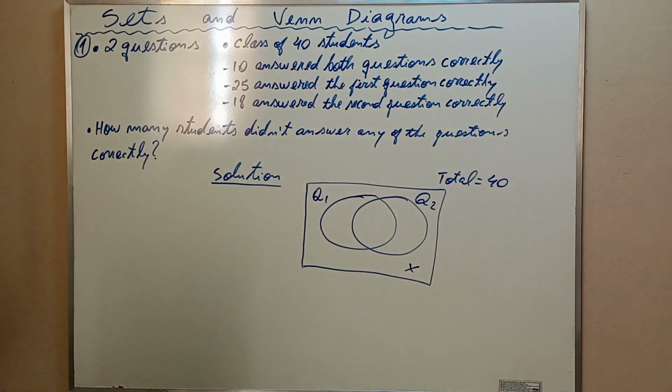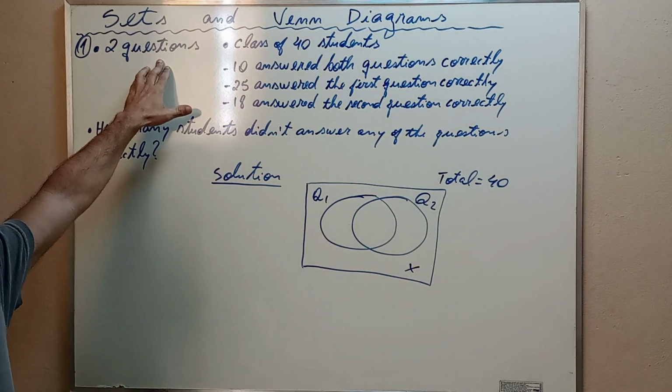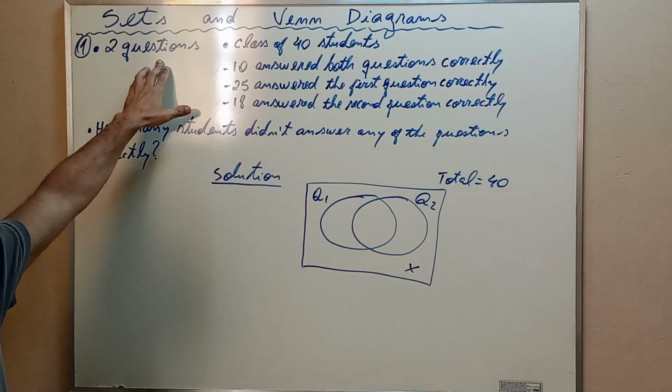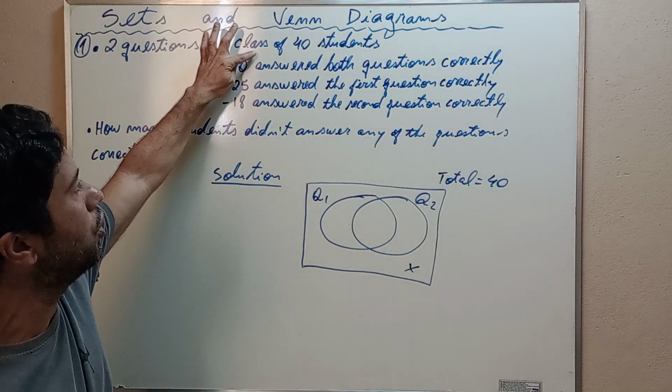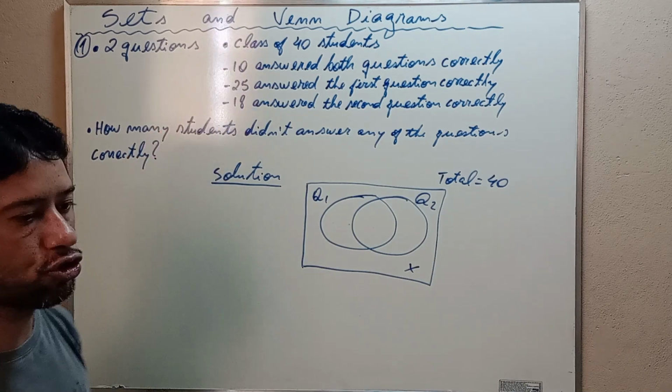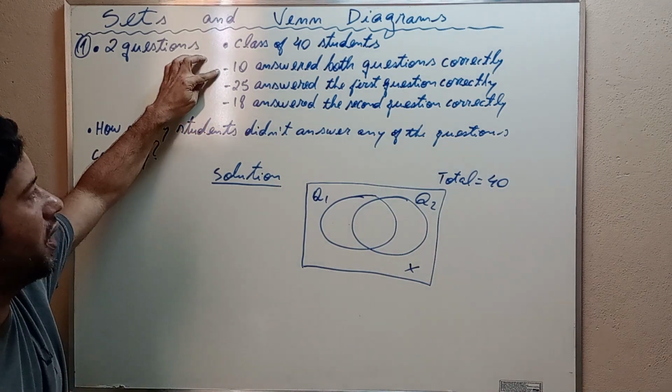Let's analyze the information that the exercise provided. There are 2 questions in this exam, okay? And the total number of students in this class is 40 students, all right? Now let's use a Venn diagram with sets to solve this question. Let's analyze this information here.